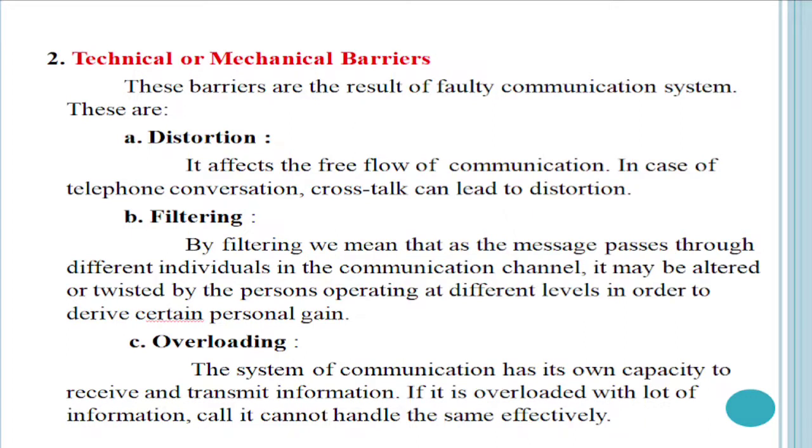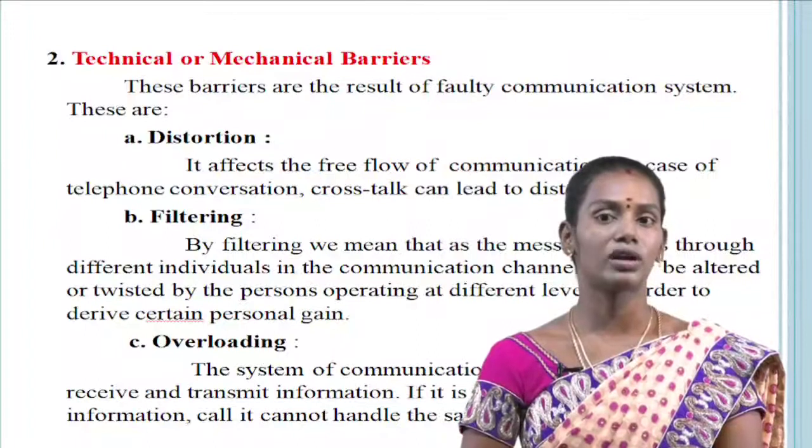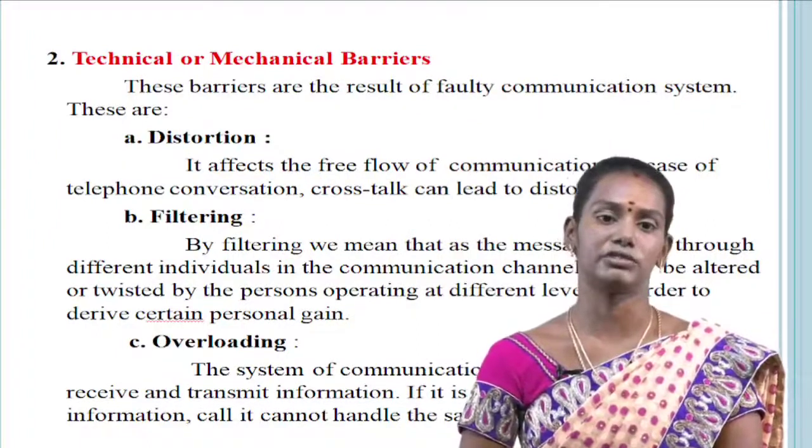Next one, filtering. By filtering we mean that a message passes through different individuals in the communication channel. It may be altered or twisted by the persons operating at different levels in order to derive certain personal gain. Overloading. The system of communication has its own capacity to receive and transmit information. If it is overloaded with a lot of information, it cannot handle the same effectively.